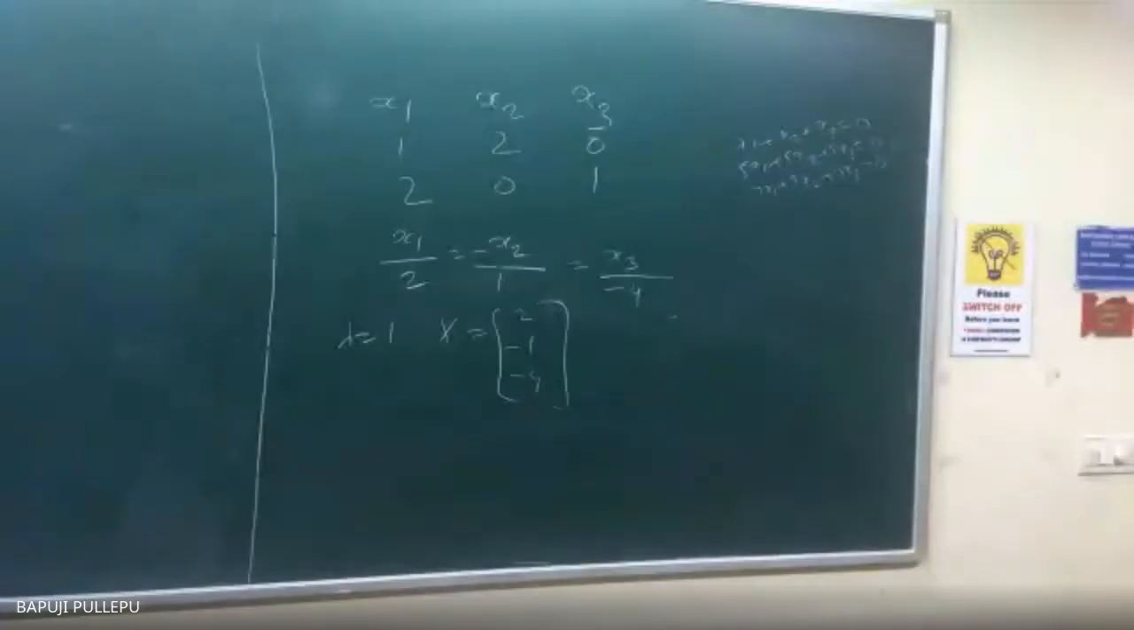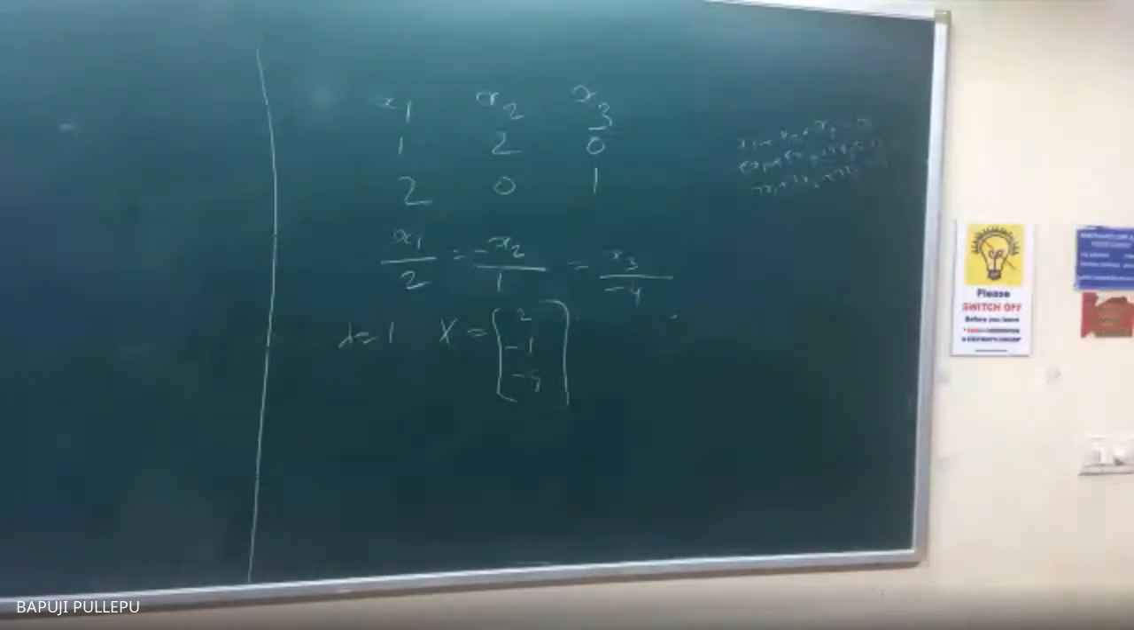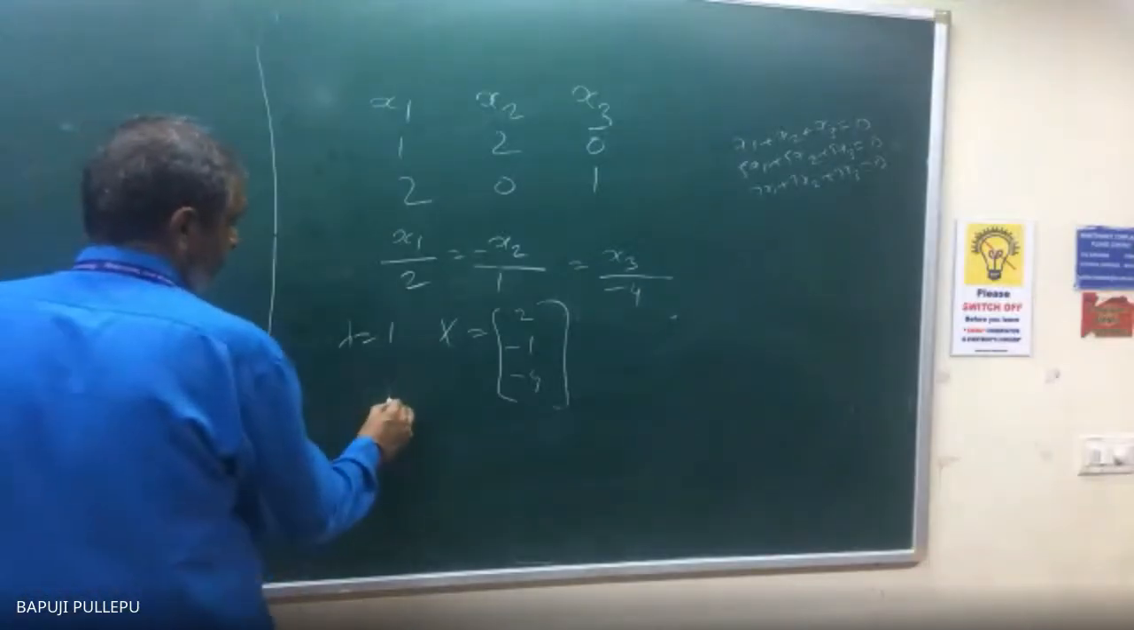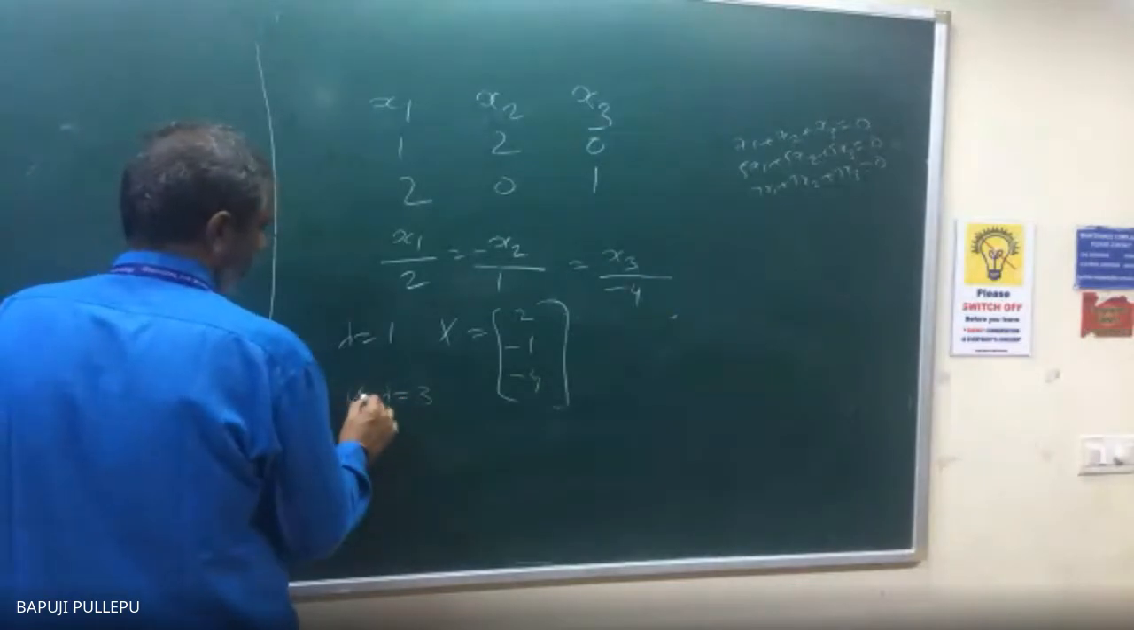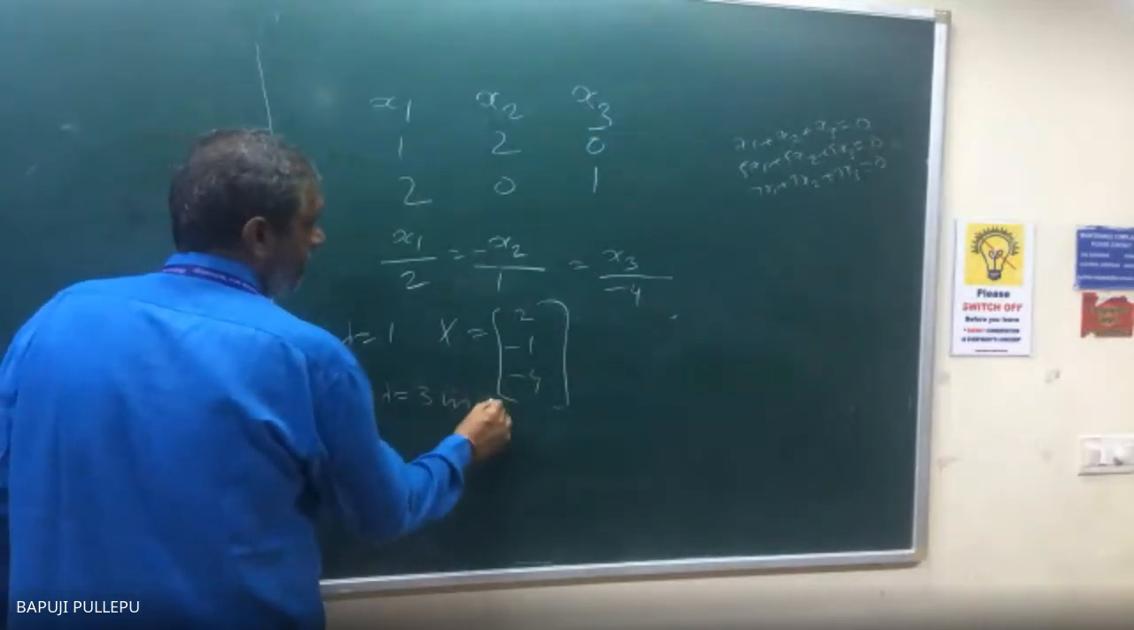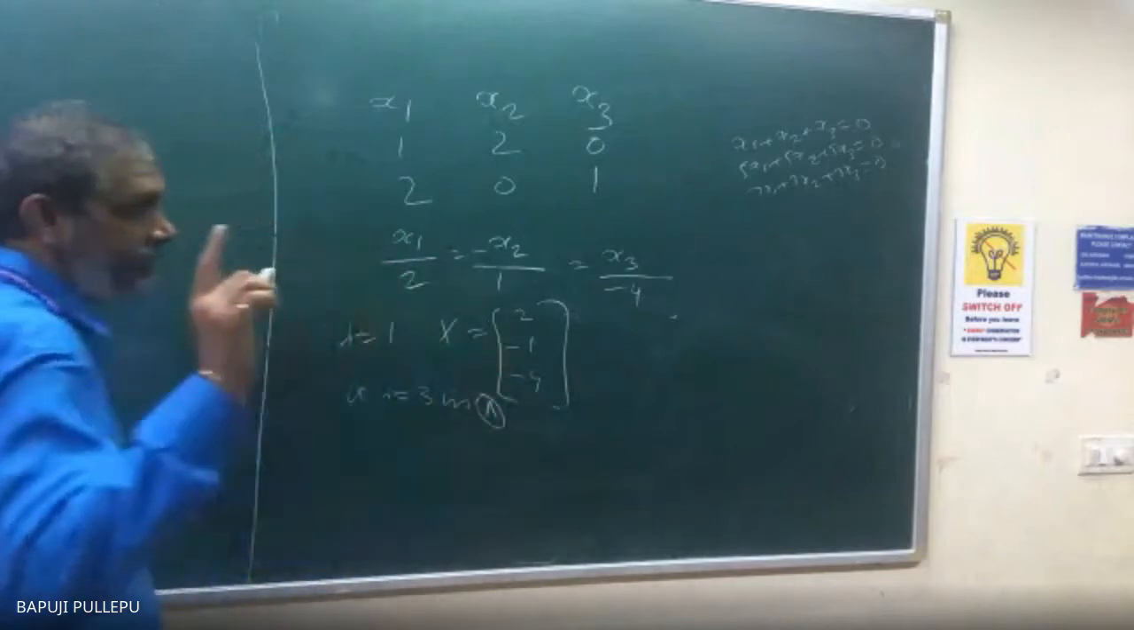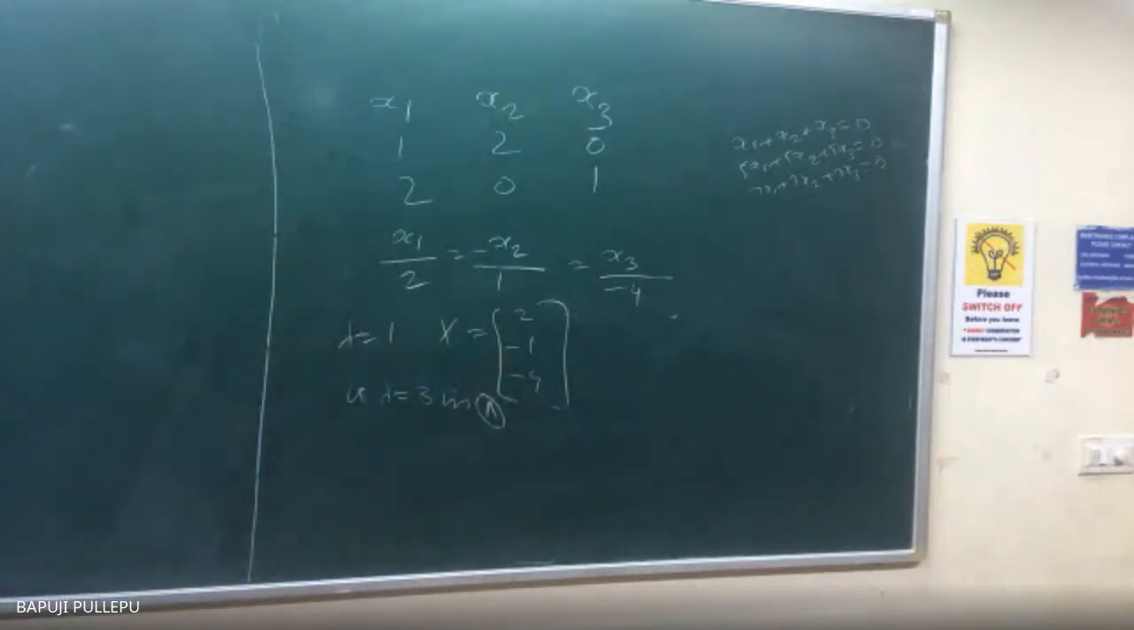Now come on. Next eigenvalue is what? When lambda is equal to what? 3. Right. If lambda is equal to 3, in equation A, only one equation I got, A. There you can substitute in equation A lambda is equal to 3. What you are getting? Tell me.